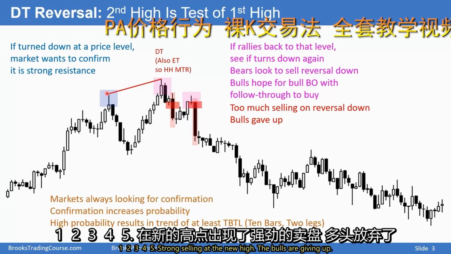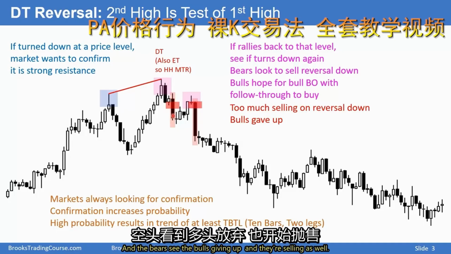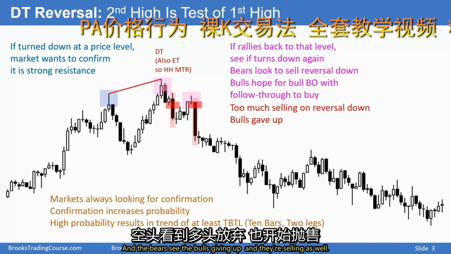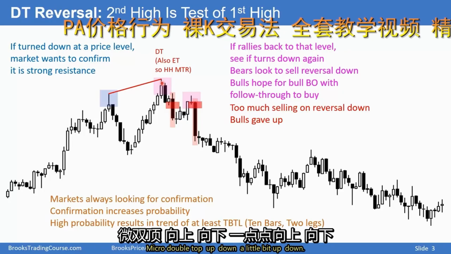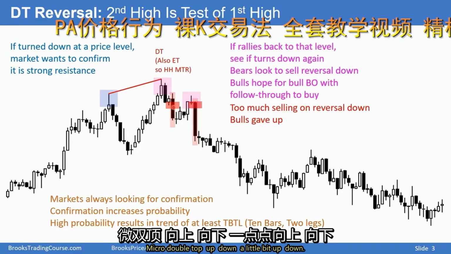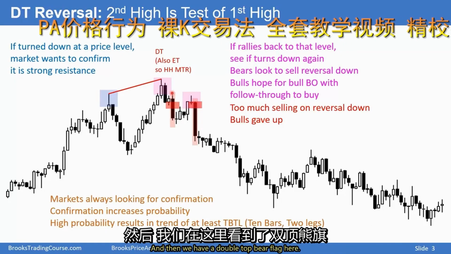Strong selling at the new high. The bulls are giving up. You can see they gave up here. And the bears see the bulls giving up, and they're selling as well. Micro double top: up, down, a little bit up, down. Traders will sell below this bull bar, the neckline of this micro double top.